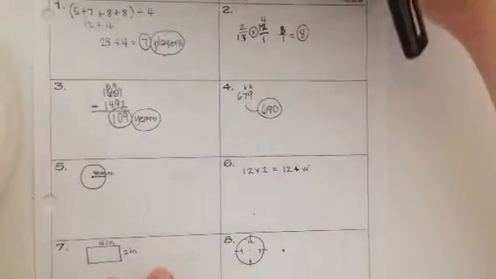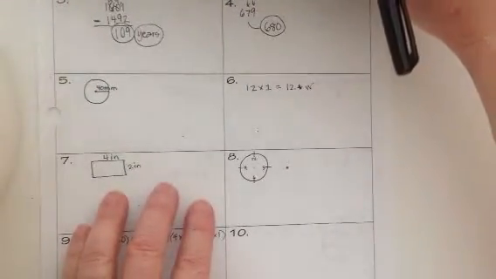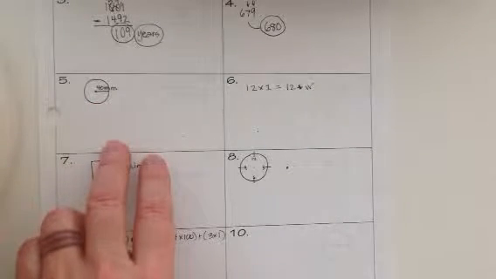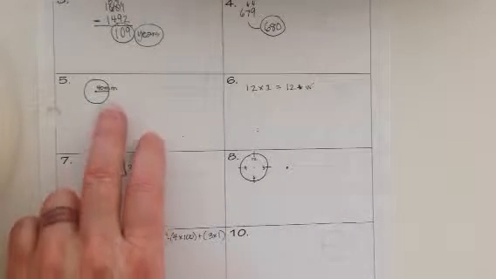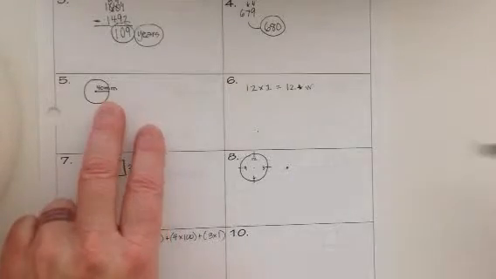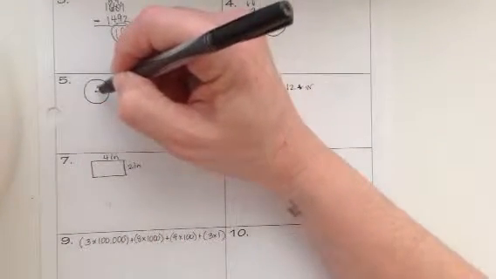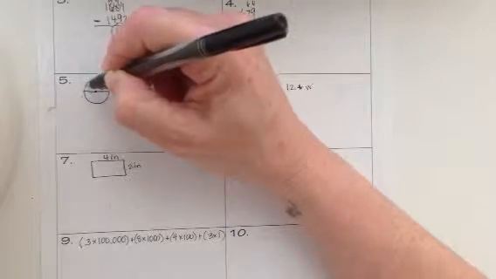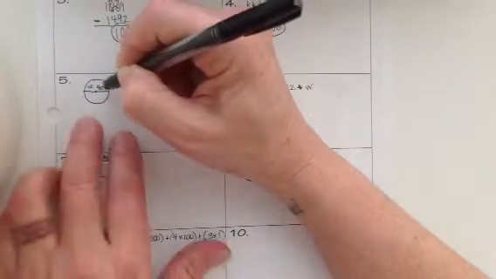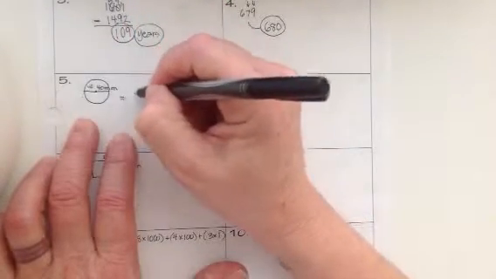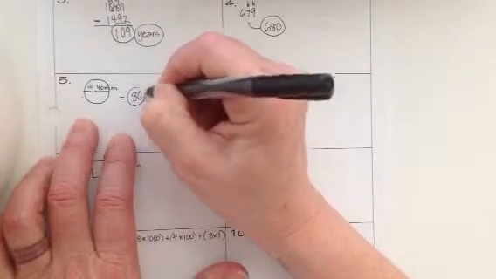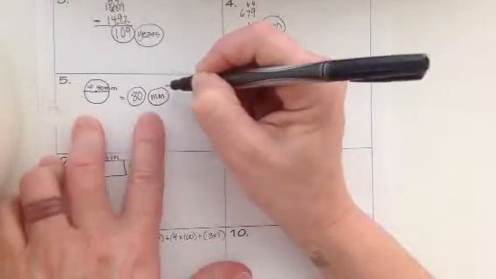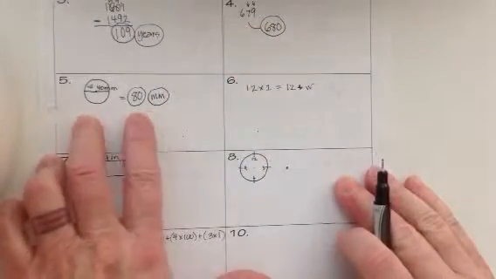Now, number 5, we have, it says draw a circle. So I did a little circle here, and it has a radius of 40 millimeters. What is the diameter? Well, the radius is half of the diameter. So if we add another 40, we're going to get what? 40 plus 40 equals 80. 80 what? Millimeters. Do not forget the label or you will lose some points.